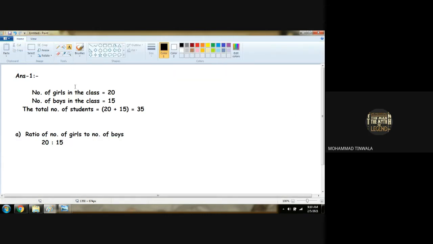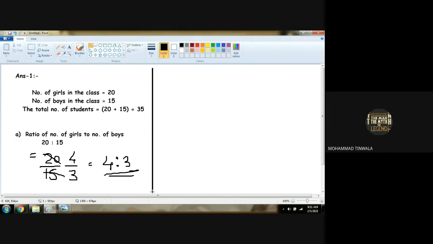Anybody has any doubt with this? No, sir. So can I write 20 upon 15 here? Yes, sir. 5 fours are 20, 5 threes are 15. So 4 and 3, can we divide with each other? No. So 4 is to 3 is our answer for the first answer number A. Is that clear? Yes, sir. Chalo.